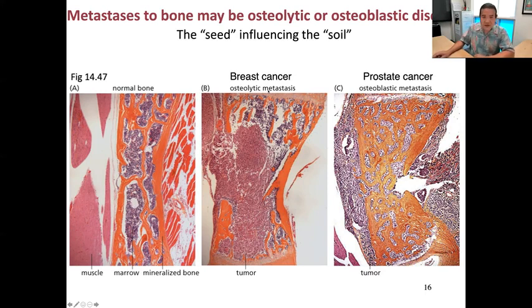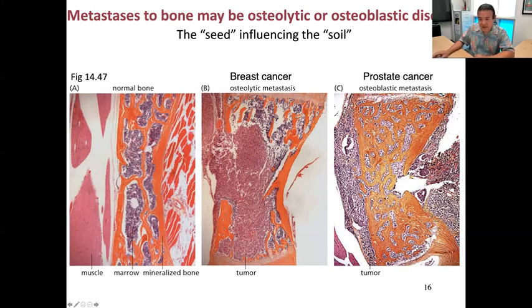Here is breast cancer that has metastasized to the bone, and you can see what has happened. Much of the orange mineralized bone has been eaten away and is replaced by the tumor. So we call this an osteolytic metastasis, because it's caused the mineralized bone to be digested away. That is why one of the very important clinical symptoms of breast cancer metastases to bone is frail bones that are easily broken.